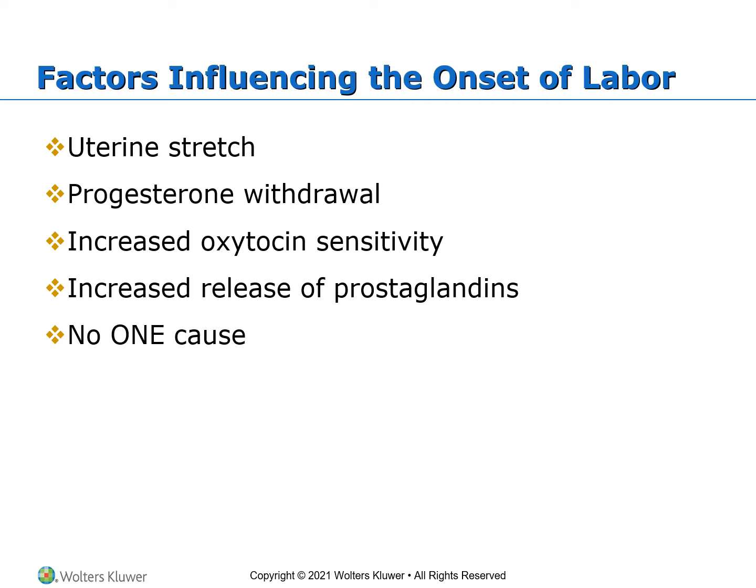Basically, the cascade theory talks about how the uterus stretches because the fetus and the amniotic fluid continue to get bigger and bigger. Also, progesterone will withdraw, and that is leading to estrogen dominance. Also, increased oxytocin sensitivity and increased release of prostaglandins.